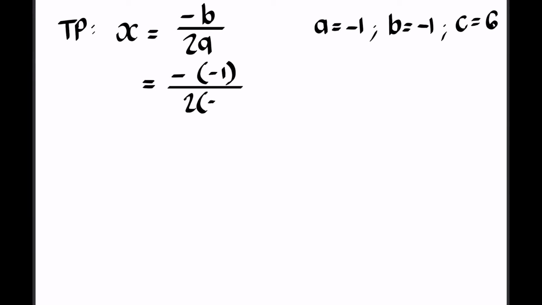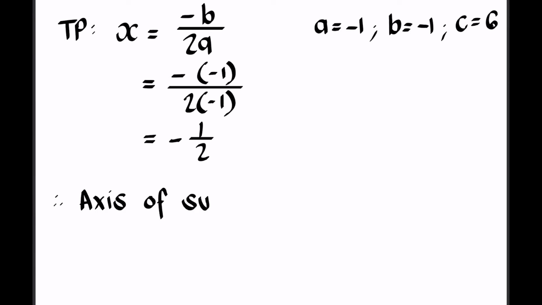So a is equal to -1, b is equal to -1, and c is equal to 6. So b is -1, so it's minus -1 over 2 multiplied with minus 1. So minus -1 is positive 1, and 2 times minus 1 is -2, so we have negative a half. Therefore, the axis of symmetry equation is x is equal to minus a half.